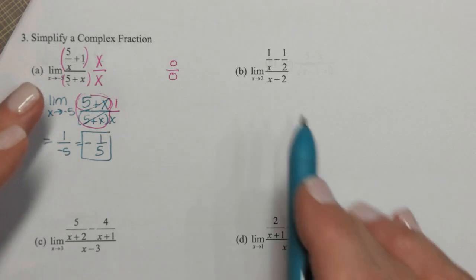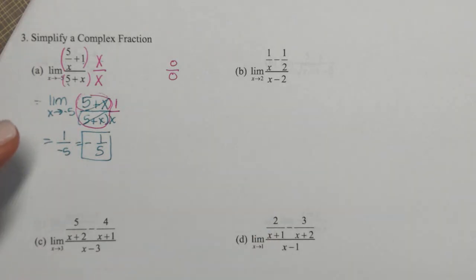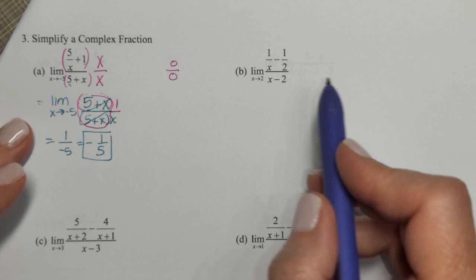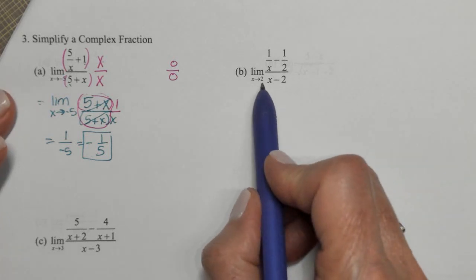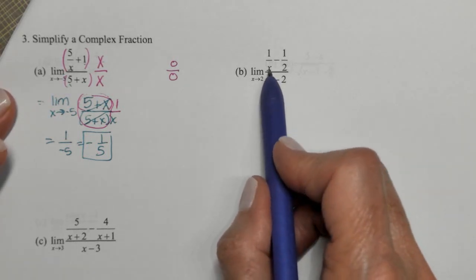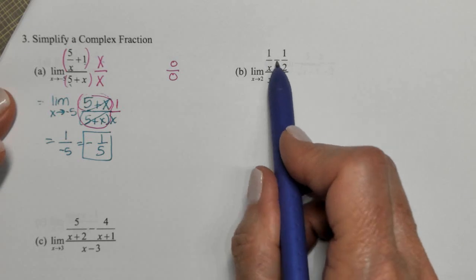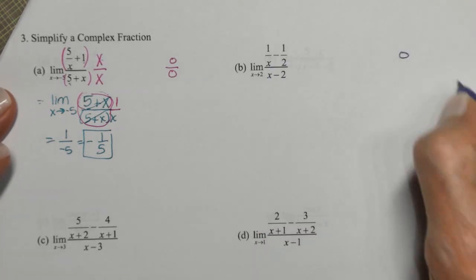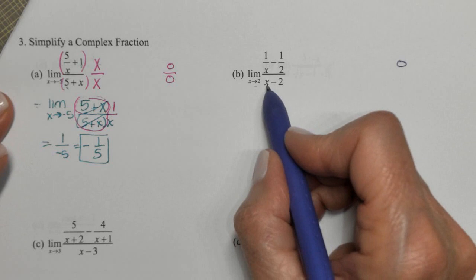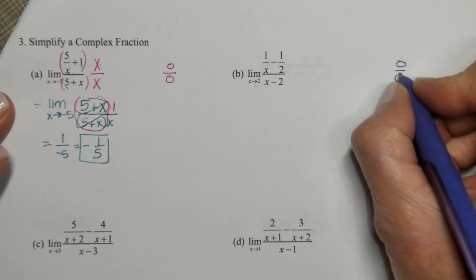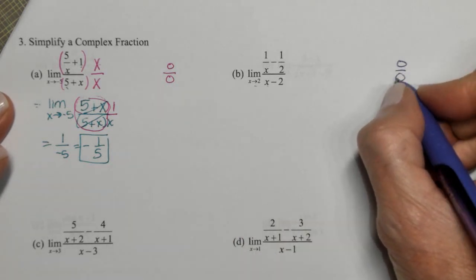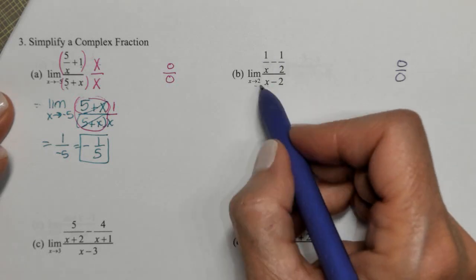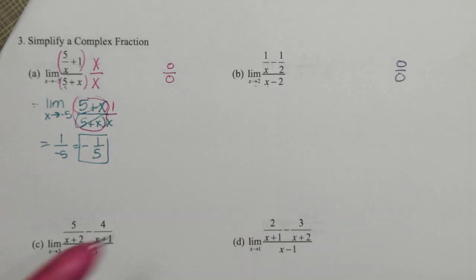Alright, let's go to this one. Here we have, we're letting x go to 2, so if I just substitute, I'm going to have 1/2 minus 1/2, which is 0, and then I have 2 minus 2, which is 0, indeterminate, and there's a hole. I just need to find it. It's hidden, right? So we're going to find the hole.